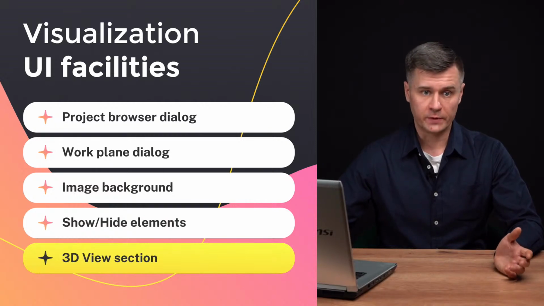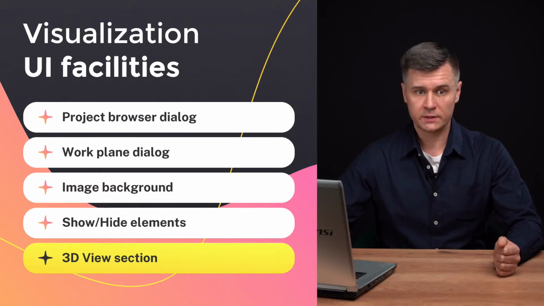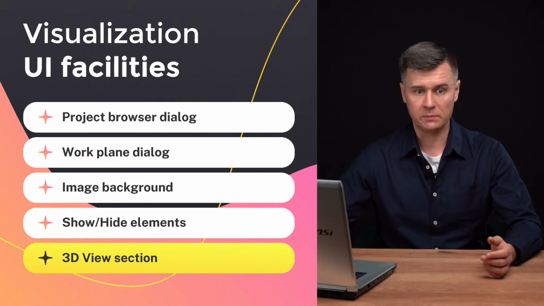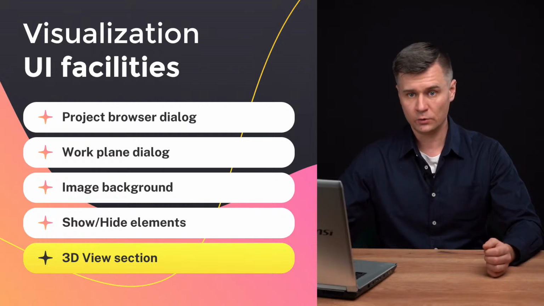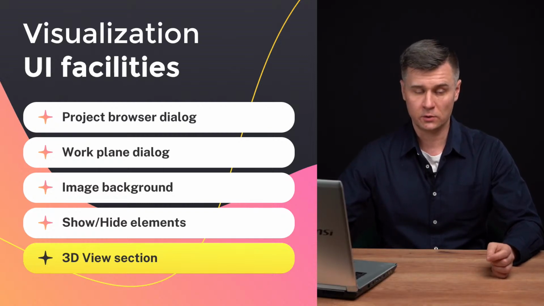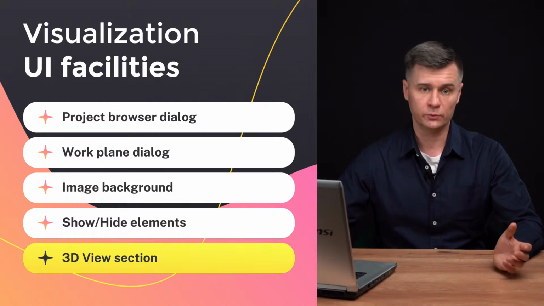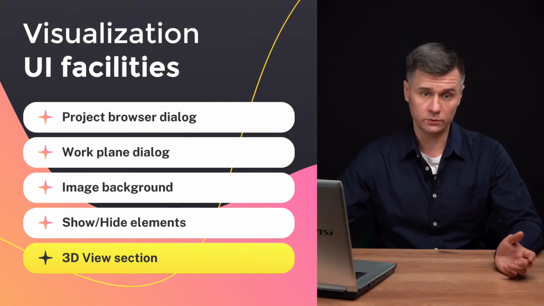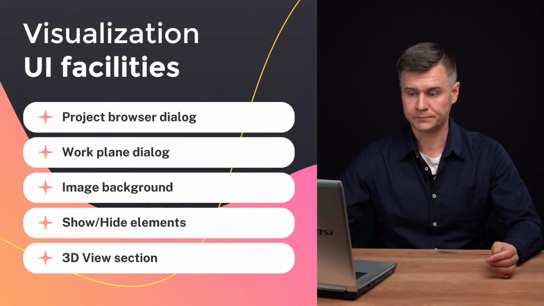We will illustrate the following: project browser dialog, work plane dialog, image background, show height, elements capability, and 3D view section. All those things are also implemented in the ODE BIM APP example, so you can refer to the source code of this, or you can just play around with the capabilities. We also have a demo for this.